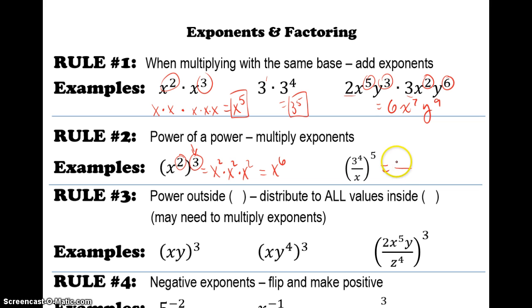So on top, in the numerator, I would have 3 to the 20th power. But when I distribute the 5 into the parentheses, it would be x to the first to the 5th. So just x to the 5th.